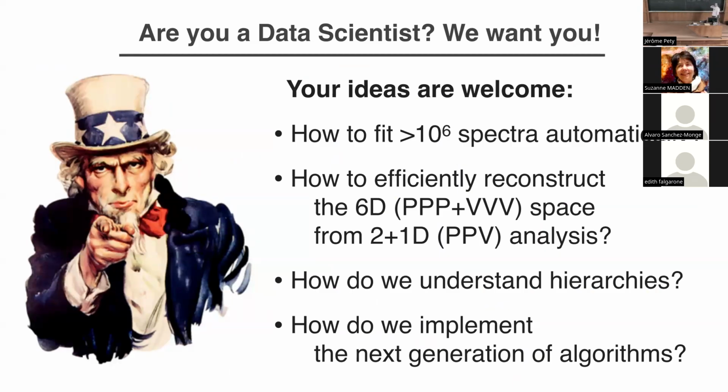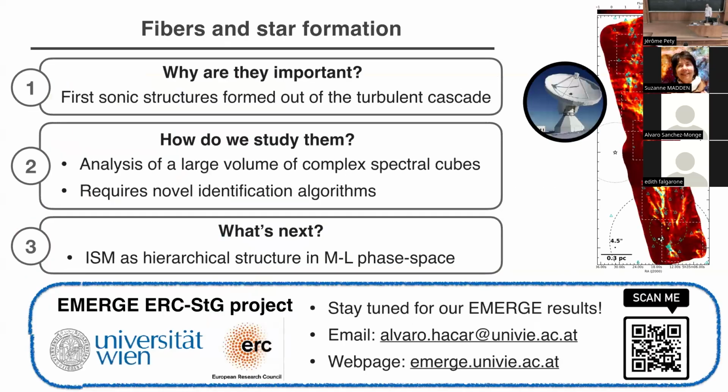So we need to understand, thinking about the future, how we, instead of fitting thousands of spectra, how we fit millions of spectra in an automatic way. So not monkeys anymore. The monkey is tired already. We need to understand better this connection between the 6-dimensional space, the true space, and the 2+1D space that we have. We need to understand the hierarchies. As I showed you, I think this is the future. And we need a new generation of algorithms that can tell us about that. With this, I finish, and I'm happy to take your questions.